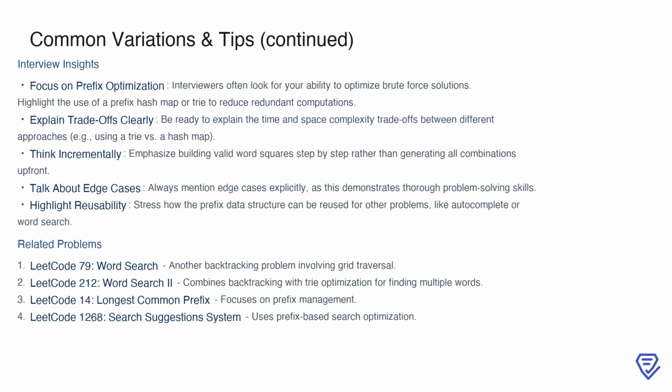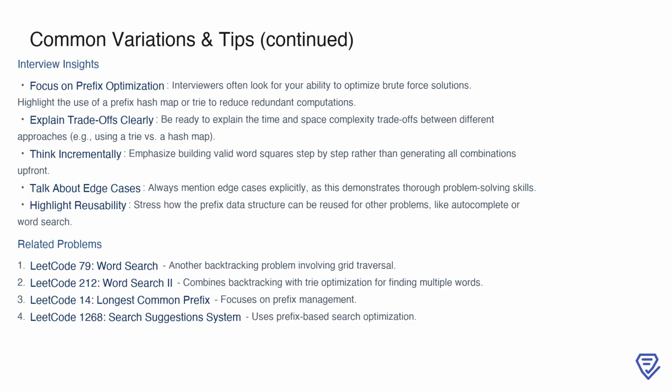During interviews, optimizing your approach to handling prefixes is often a key area of focus. Interviewers want to see that you can move beyond brute force methods, so highlight the use of a prefix hash map or tree to eliminate redundant computations. Be prepared to discuss the trade-offs between these approaches, such as the higher memory usage of a tree versus the slightly slower access time of a hash map. Incremental thinking is also critical. Emphasize how building valid word squares step by step helps you avoid the inefficiencies of generating all combinations up front.